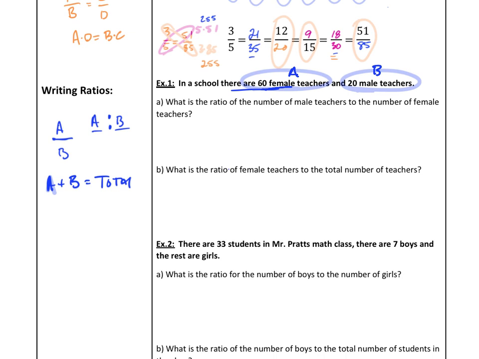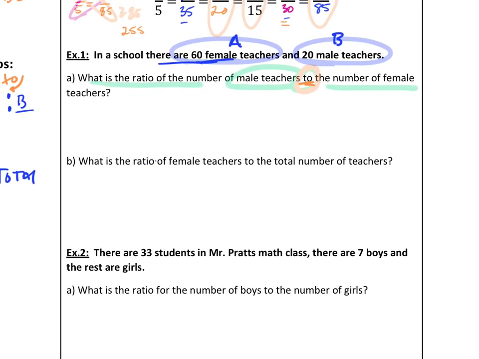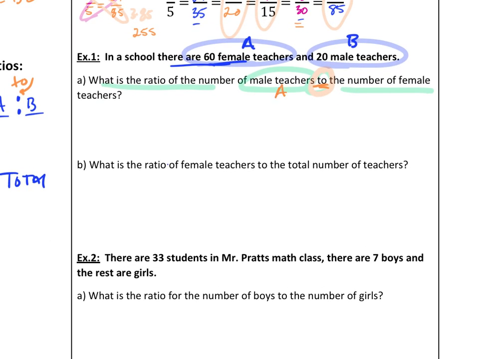When I look at the first one, the question they're asking me is, what's the ratio of male teachers to female teachers? So that's an important word right there, that "to." That's key, because it tells you they want us to put male teachers first. This is our A. They're going to tell us A to B, and it's going to be male teachers to female teachers. So we have to be careful of that.